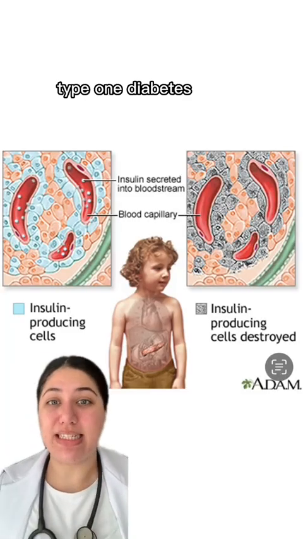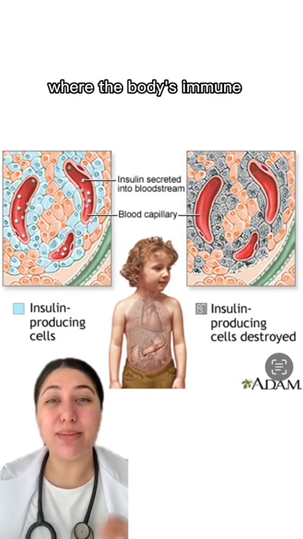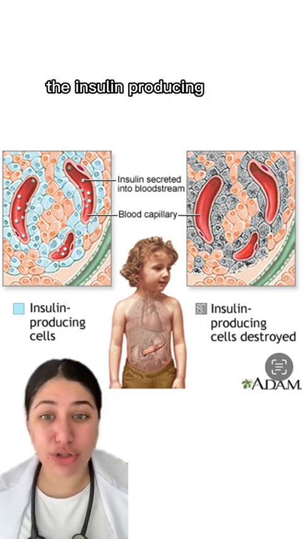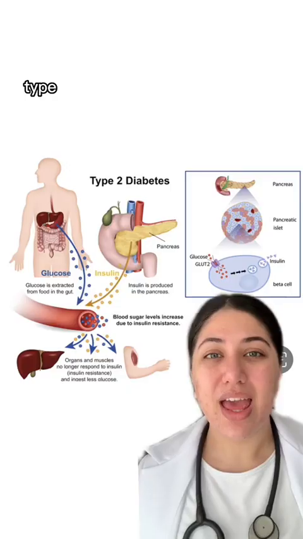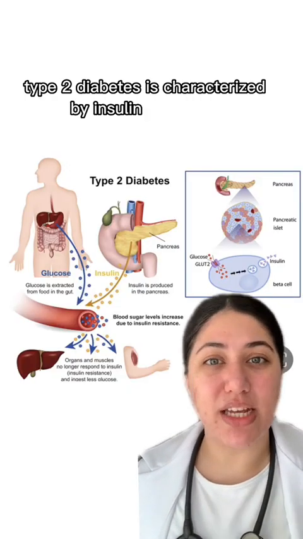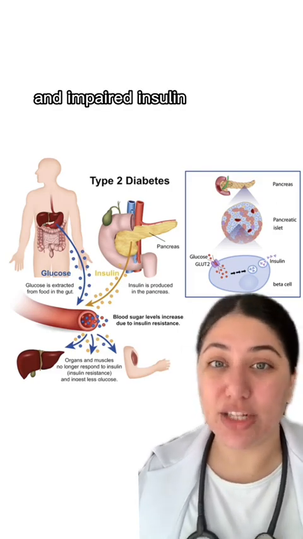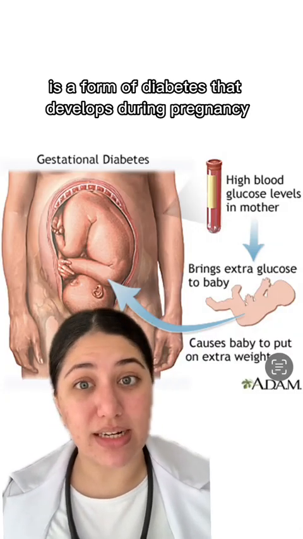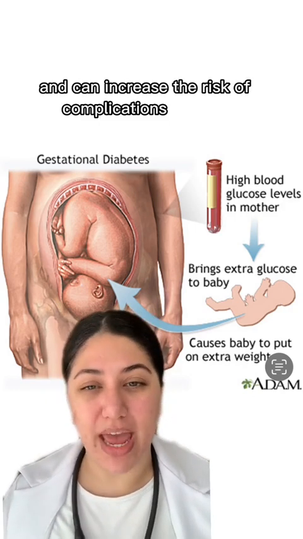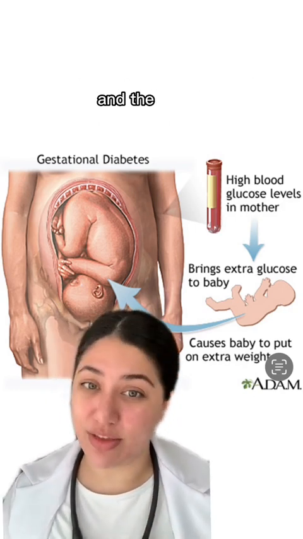Type 1 diabetes is an autoimmune disorder where the body's immune system attacks the insulin-producing cells in the pancreas, leading to an insulin deficiency. Type 2 diabetes is characterized by insulin resistance and impaired insulin secretion. Gestational diabetes is a form of diabetes that develops during pregnancy and can increase the risk of complications for both the pregnant person and the fetus.